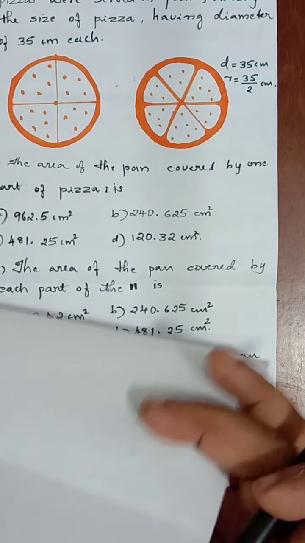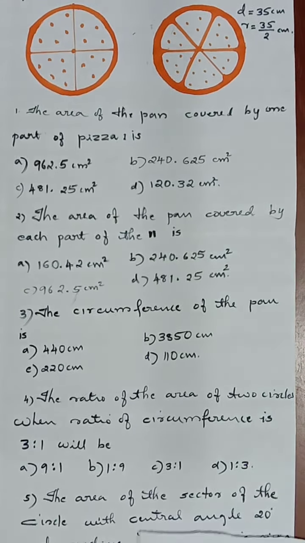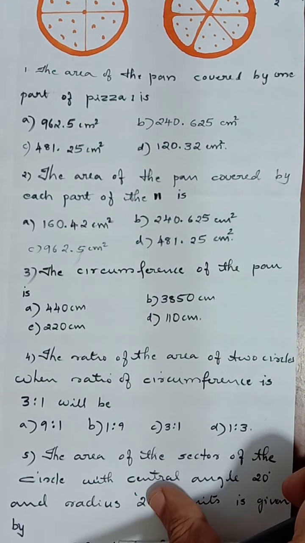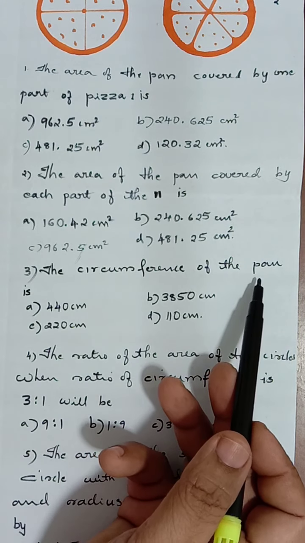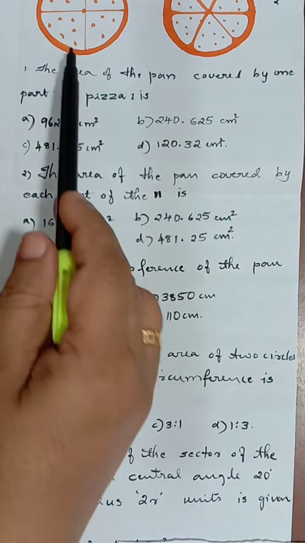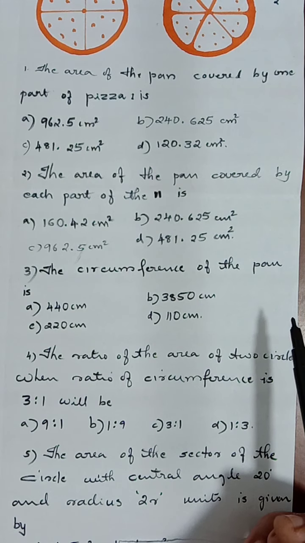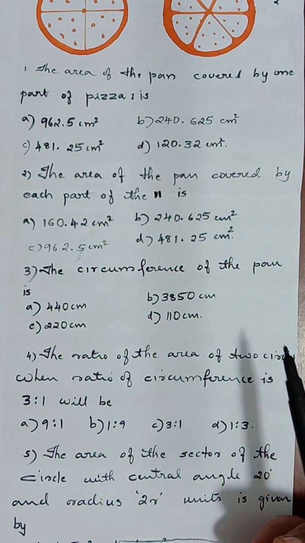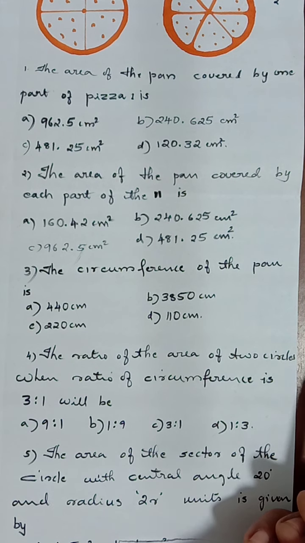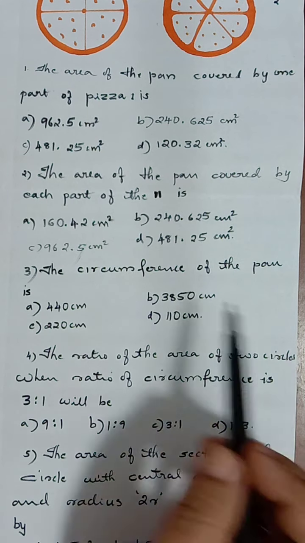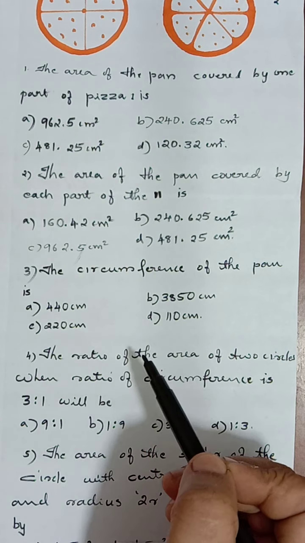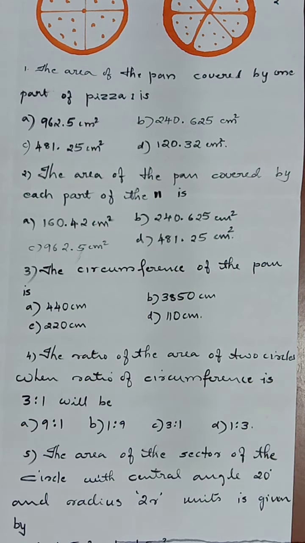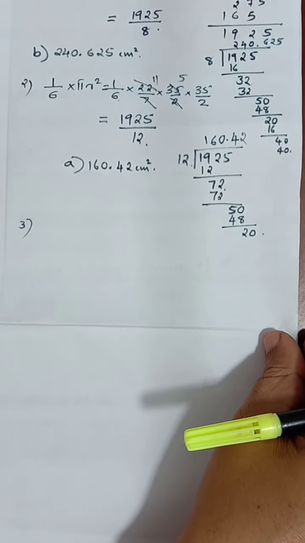Let us find out question number 3. The circumference of the pan is, you can see the third one. Both the pans are having the same circumference, same diameter or radius. So circumference formula is 2 pi r. The value has come in the question itself, so you have to substitute the pi value and find out the circumference. Okay. So that's a simple question actually. So you can choose this question.